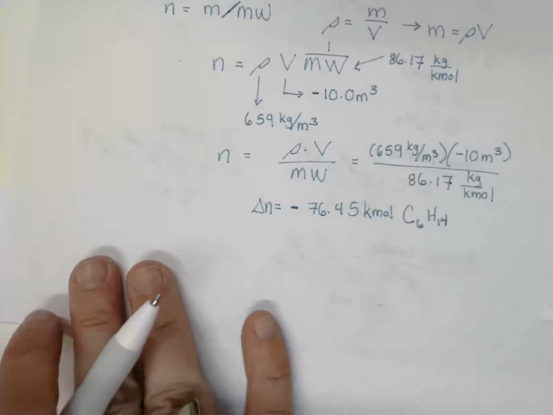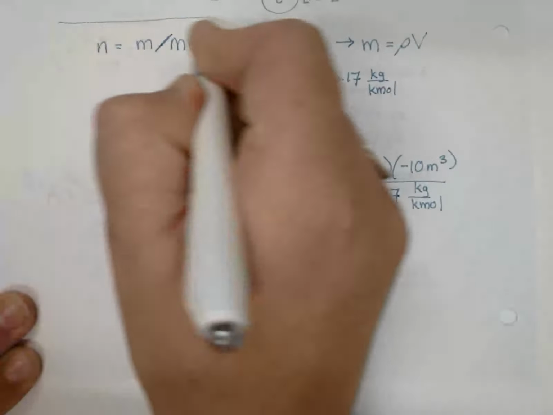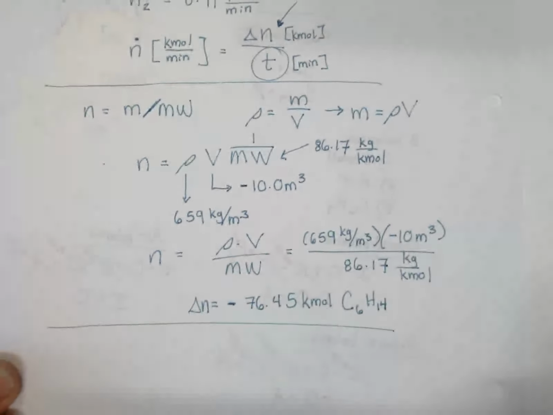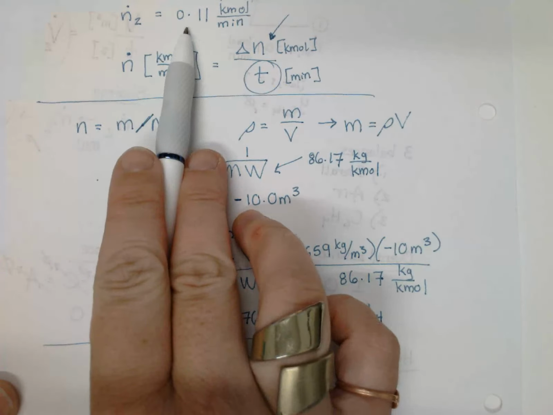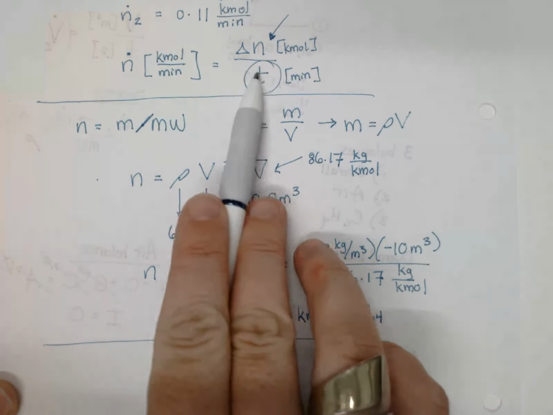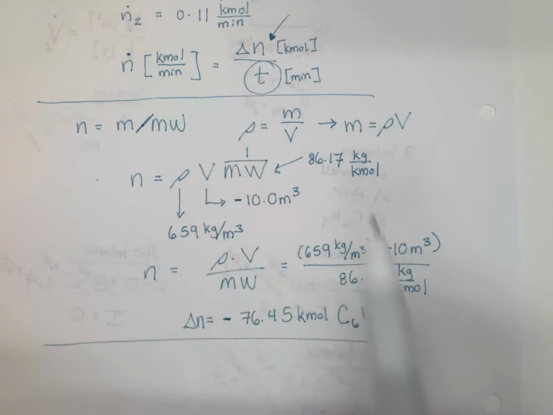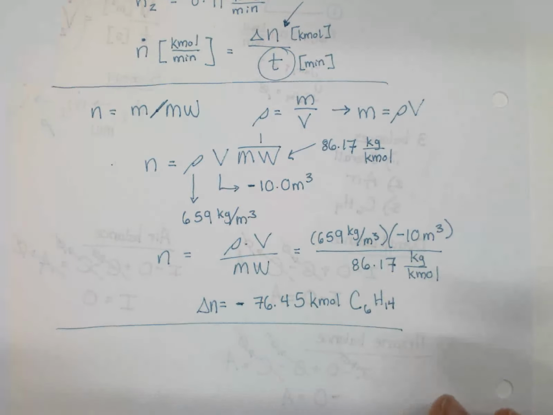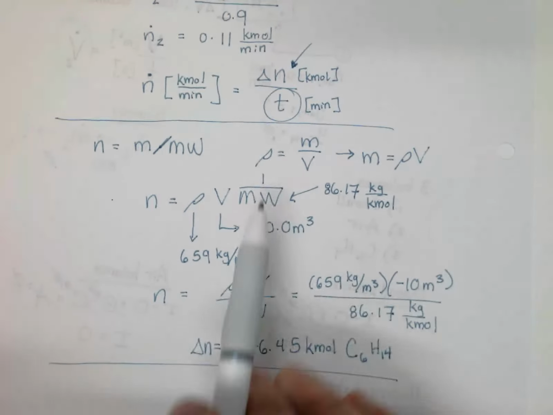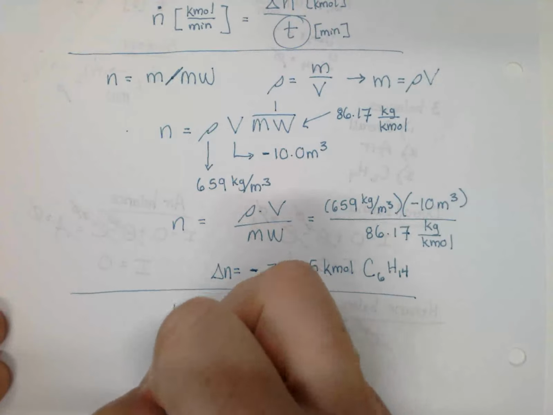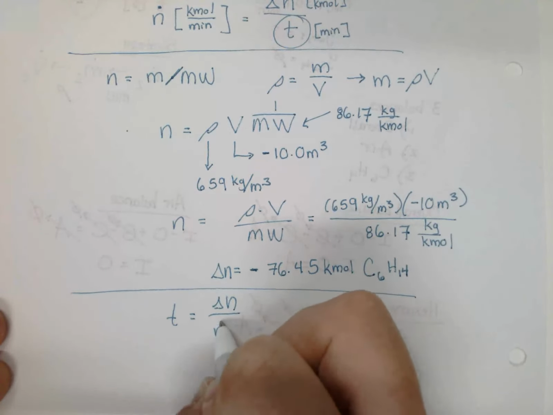All right. So why did we do that? Let's remind ourselves. Let's draw a little line right here. This is a little sidebar. If we have the change in moles and we have the molar flow rate, we can find the time in the system. So let's go find the time. If we look up at this equation, time is going to be the change in N divided by the flow rate.